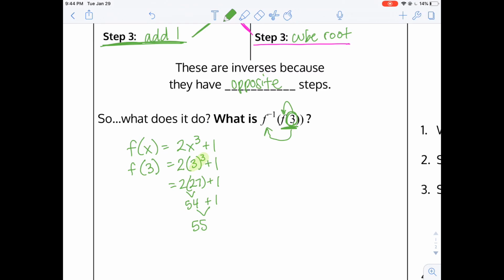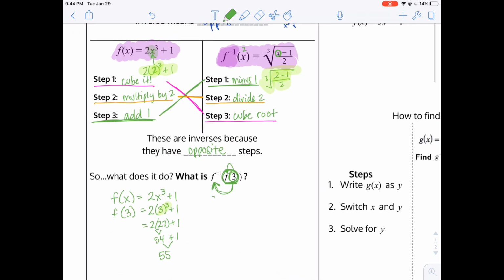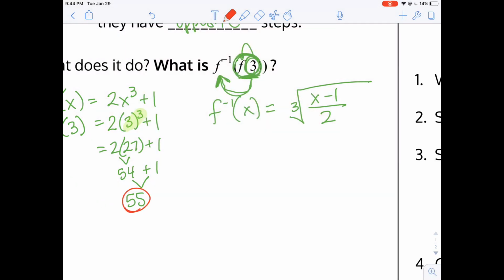And then remember that we have the second step, which is to take that 55 and put it back into f inverse. So f negative 1 of x is the cube root of x minus 1 divided by 2. In this case, we're going to take our 55 and put that 55 in for x. So we would have 55 minus 1 over 2 and the cube root of that.